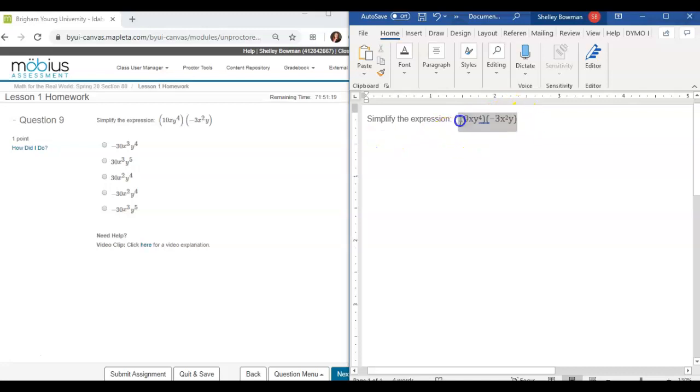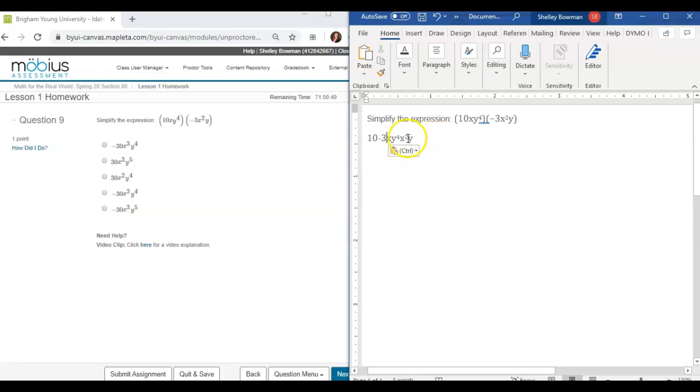Another way of thinking about this, just so I don't get confused, we do not need to do the distributive property because everything here is being multiplied. This isn't a minus 3. That looks more like a negative. Okay, so I'm just going to move this over because everything is just being multiplied.